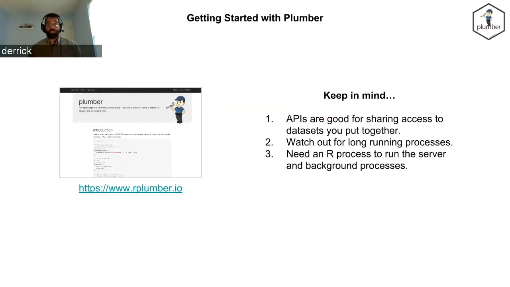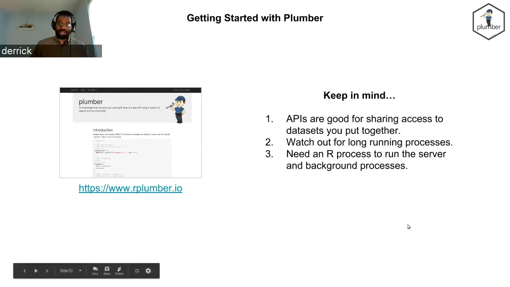All right. So if you're interested in getting started with web APIs, you can visit the R Plumber website. They have a lot of documentation there talking about how to build both simple and complicated web APIs. And one thing to watch out for with web APIs is that if you have long-running processes, you may have to come up with a scheme for allowing people to continuously query to see if the process has completed.